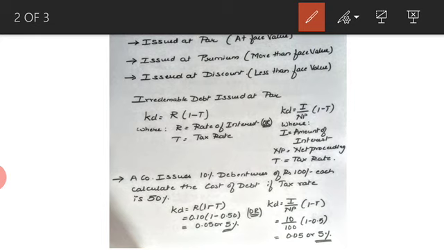Now let's go to the formulas. First is irredeemable debt issued at par. Now when it is issued at par, normally there are two formulas that we use. Okay, first formula, very simple, it is KD. KD represents cost of debt. KD always represents cost of debt. So cost of debt is equal to R into 1 minus T.